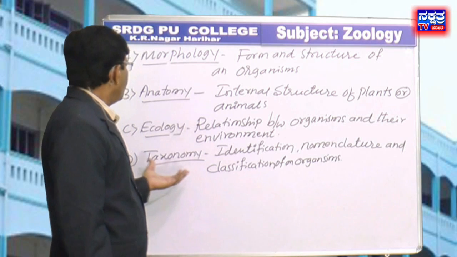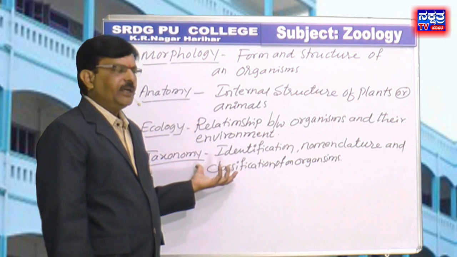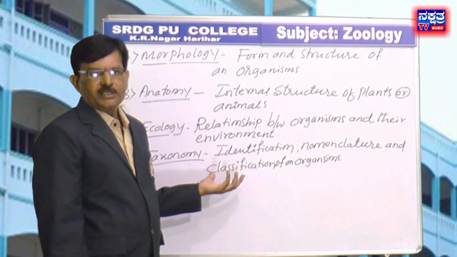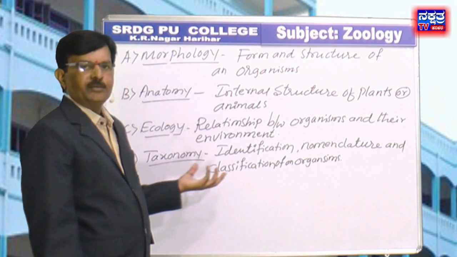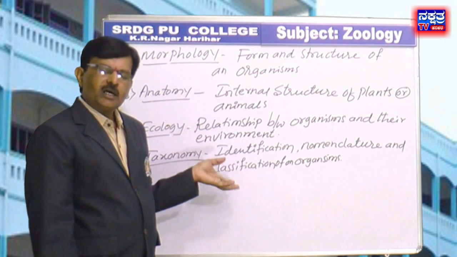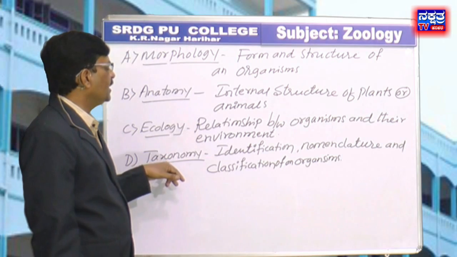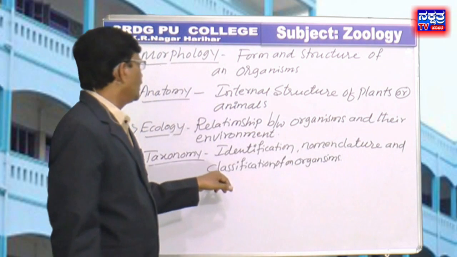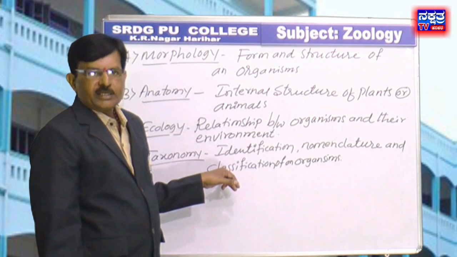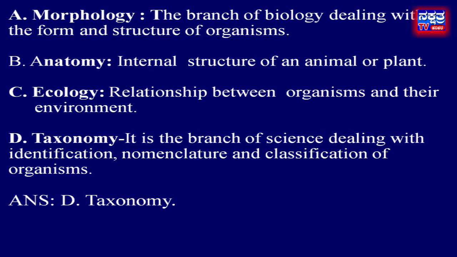As you know, there are so many organisms on earth. They may be either plants or animals, but all of them are classified based on their similar or dissimilar characters. That is why taxonomy helps in identification and naming of organisms and classification of the organisms based on their characters. Therefore, in the given options, D, that is taxonomy, is the right answer.